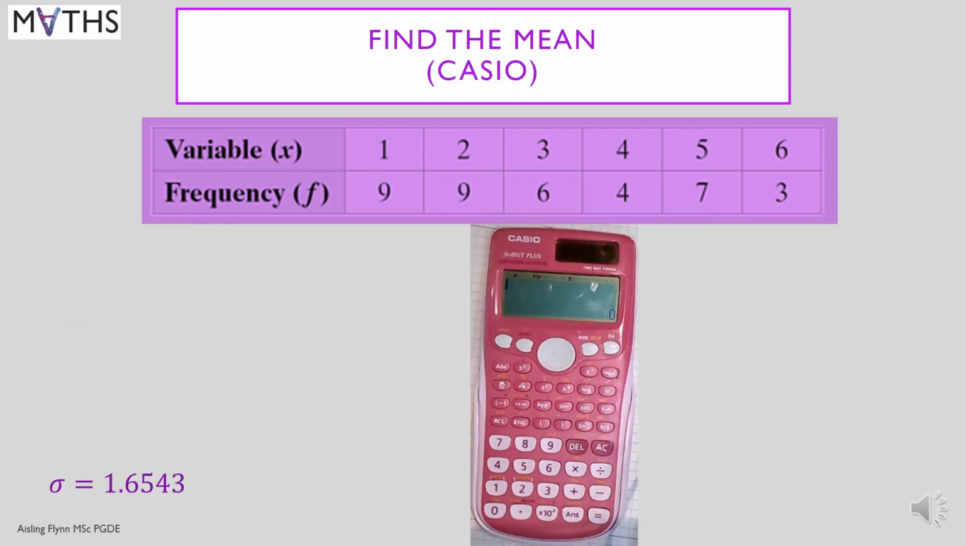Okay, and secondly we're going to find the standard deviation. If you recall, we didn't work that out, but the answer is going to be 1.6543. It would have been very time consuming to do it manually. Here are the instructions.